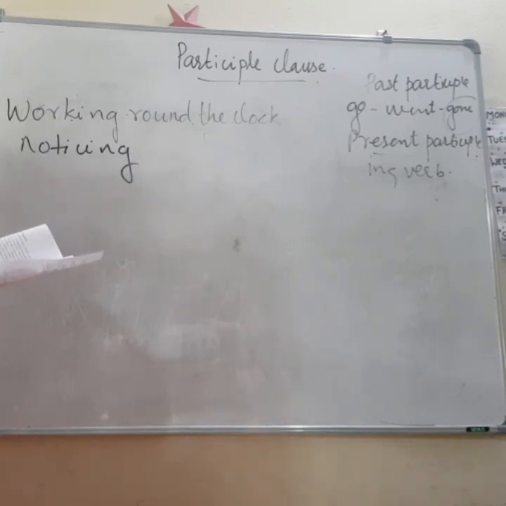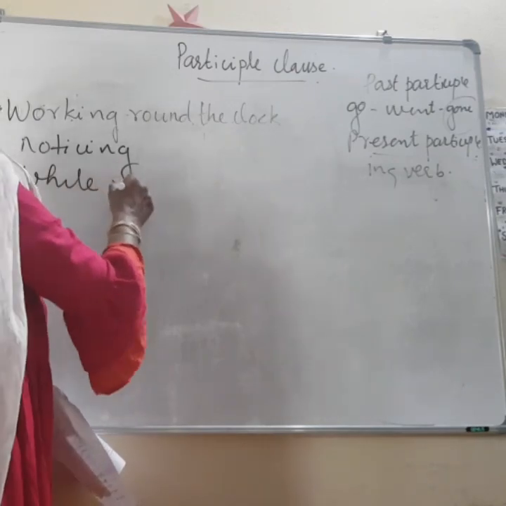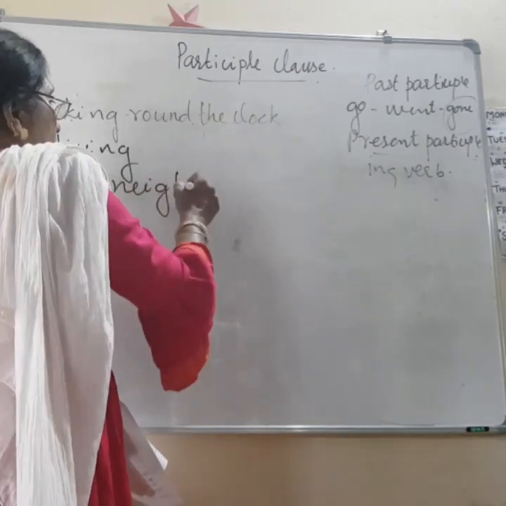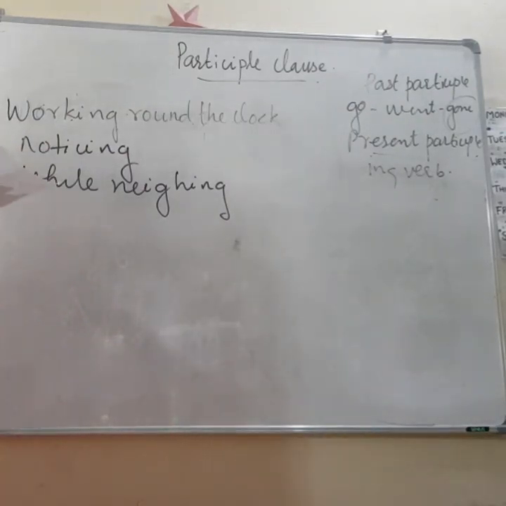Now see the third one: the excited horse pawed the ground rapidly. Inside the bracket: while it neighed continually. So what is the verb there? Neigh. How will you write? While neighing, N-E-I-G-H-I-N-G. While neighing.